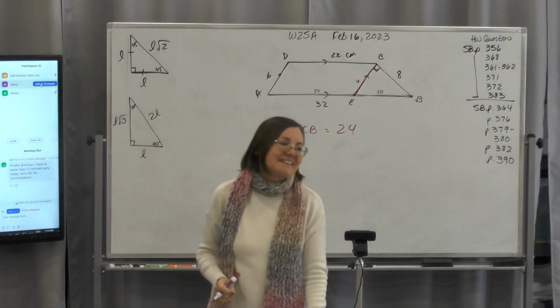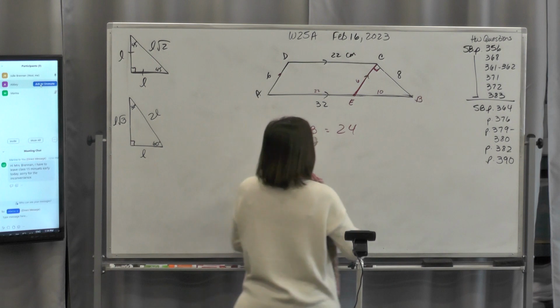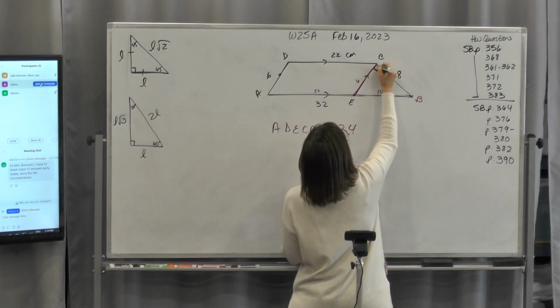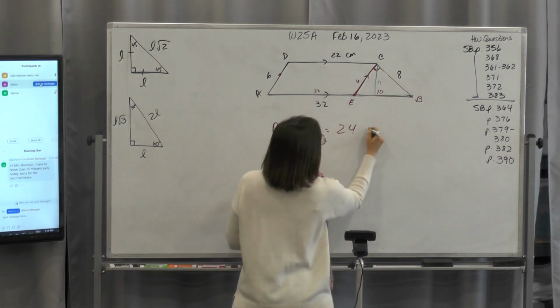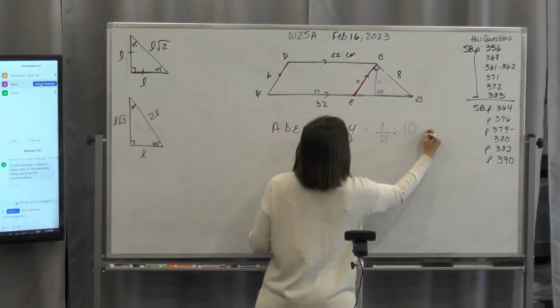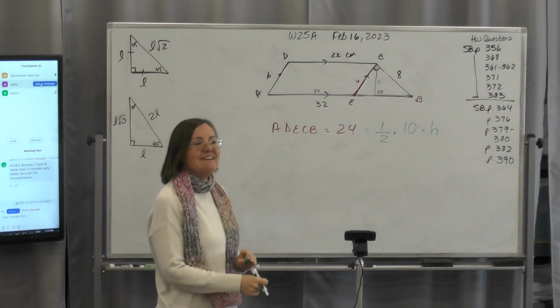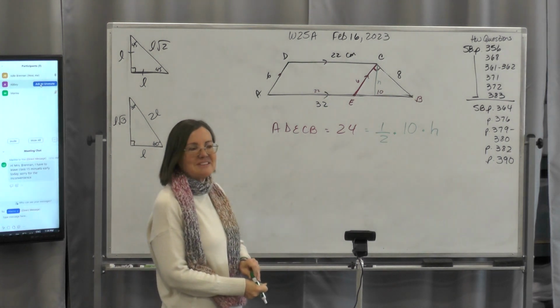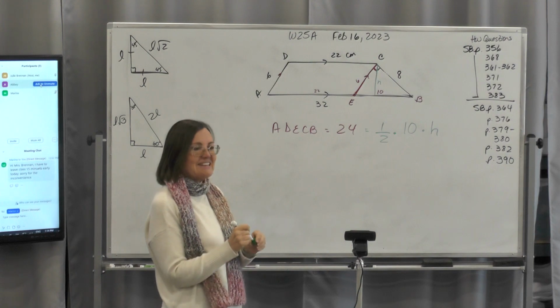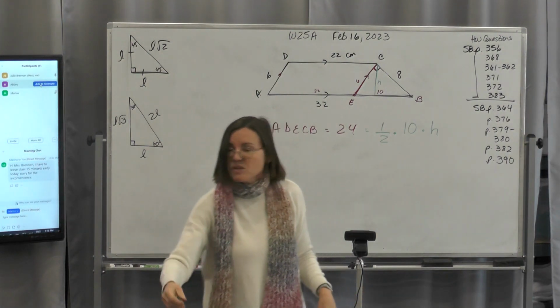Now I can get the height, working backwards. I can look at it this way: this is going to equal 1/2 of the base 10 times the height. And that's how I can get the height of the trapezoid. I'm going to give you a moment to make sure you followed what I just did. This is more work, but it's a classic way of doing this.